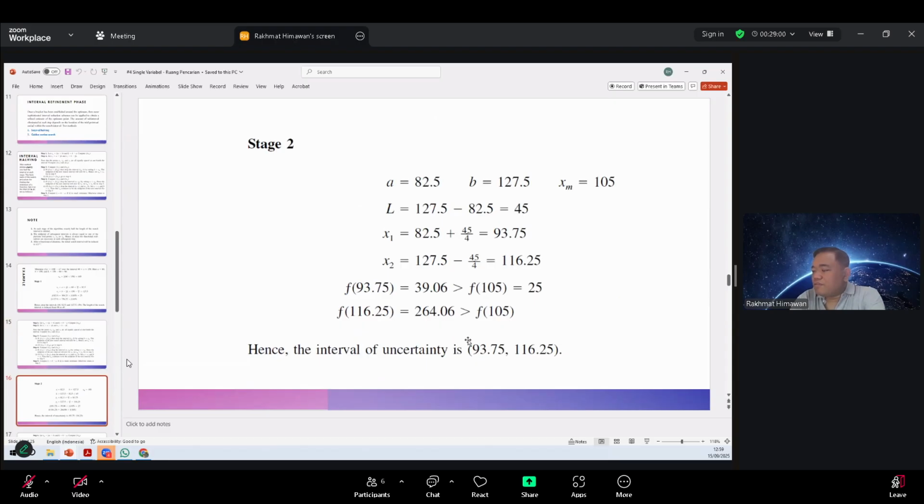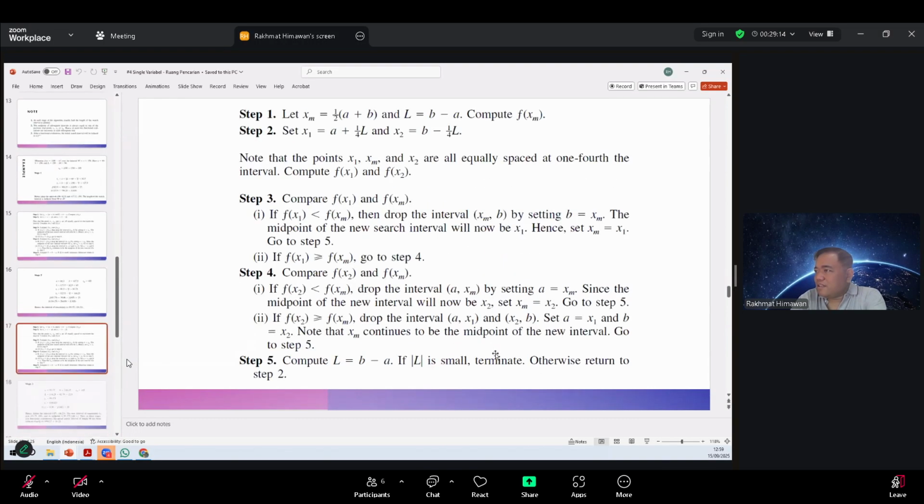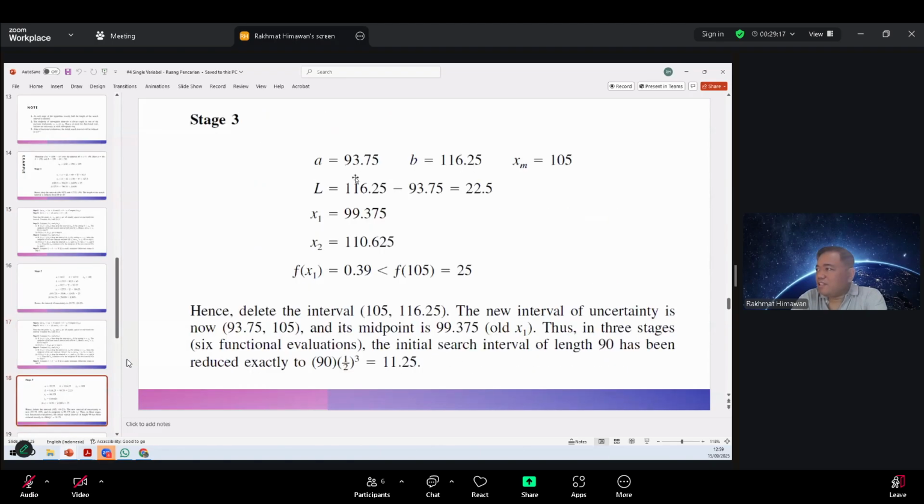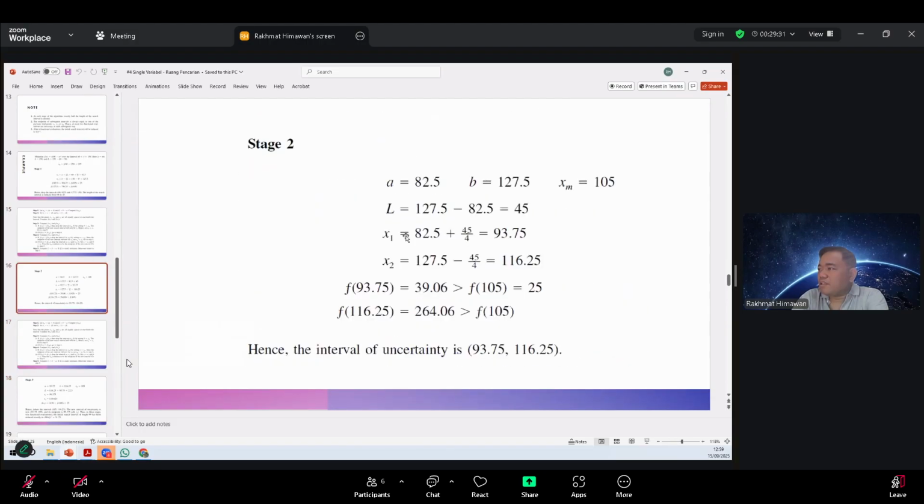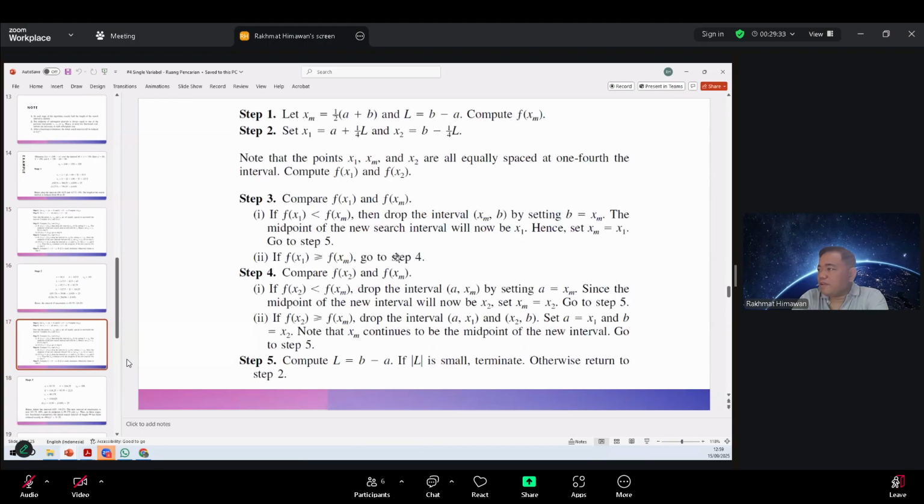The new a is now from 82 become 93. The new b from 127 become 116. Okay. And then with the same stage 3, we have new a, new b, still the same xm. L is this, x1 is this, x2 is this, based on the formula like this, just make it faster.